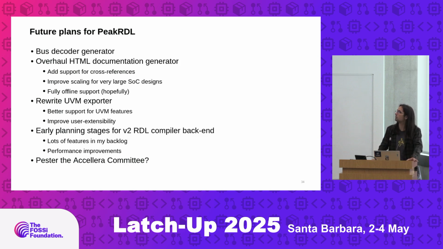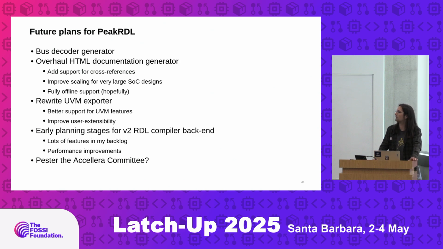The HTML documentation generator, I want to overhaul that. It's been working great, but there's some features that I'd like to add. One thing is scaling for large designs, cross-references, and then I think I have a path forward to make it fully offline and not require a server side. It is still a statically generated site, but there's still some annoying things about that. UVM exporter, generally just wanted to rewrite it for extensibility.